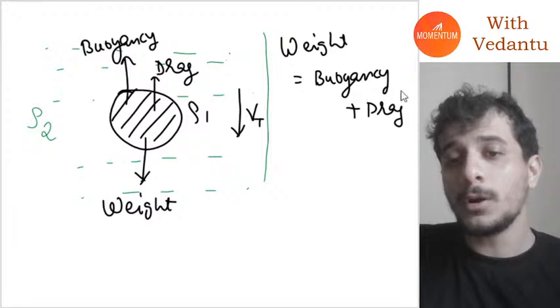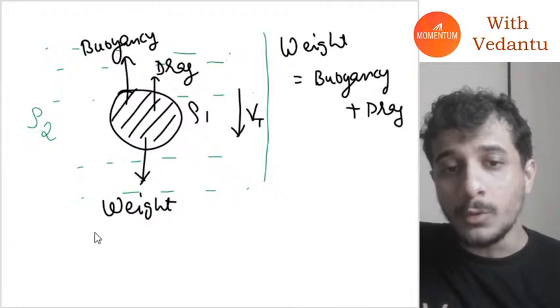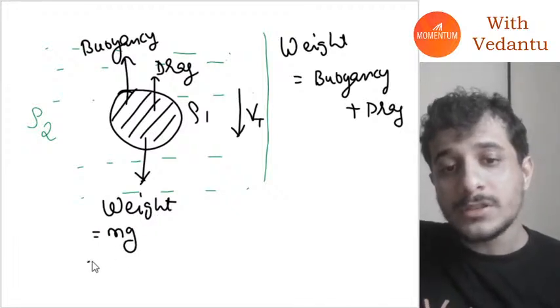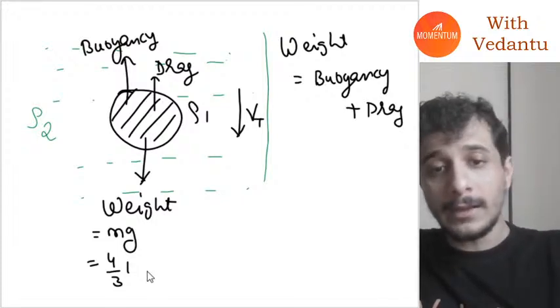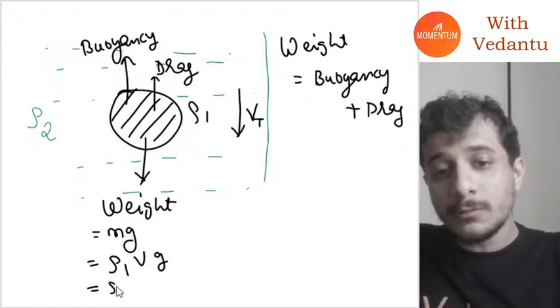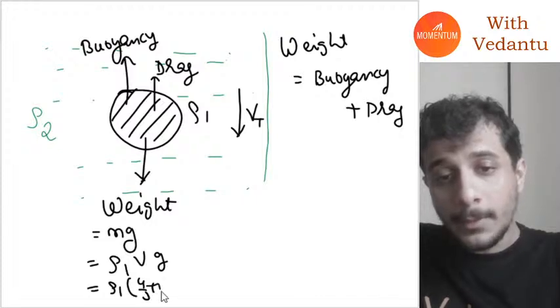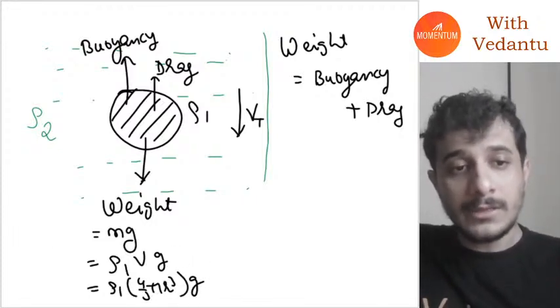Okay, so here, what will be the weight of the body, guys? The weight of this body will be equal to m into g, which is equal to rho 1 into v into g, which is equal to rho 1 into 4 by 3 pi r cube into g.